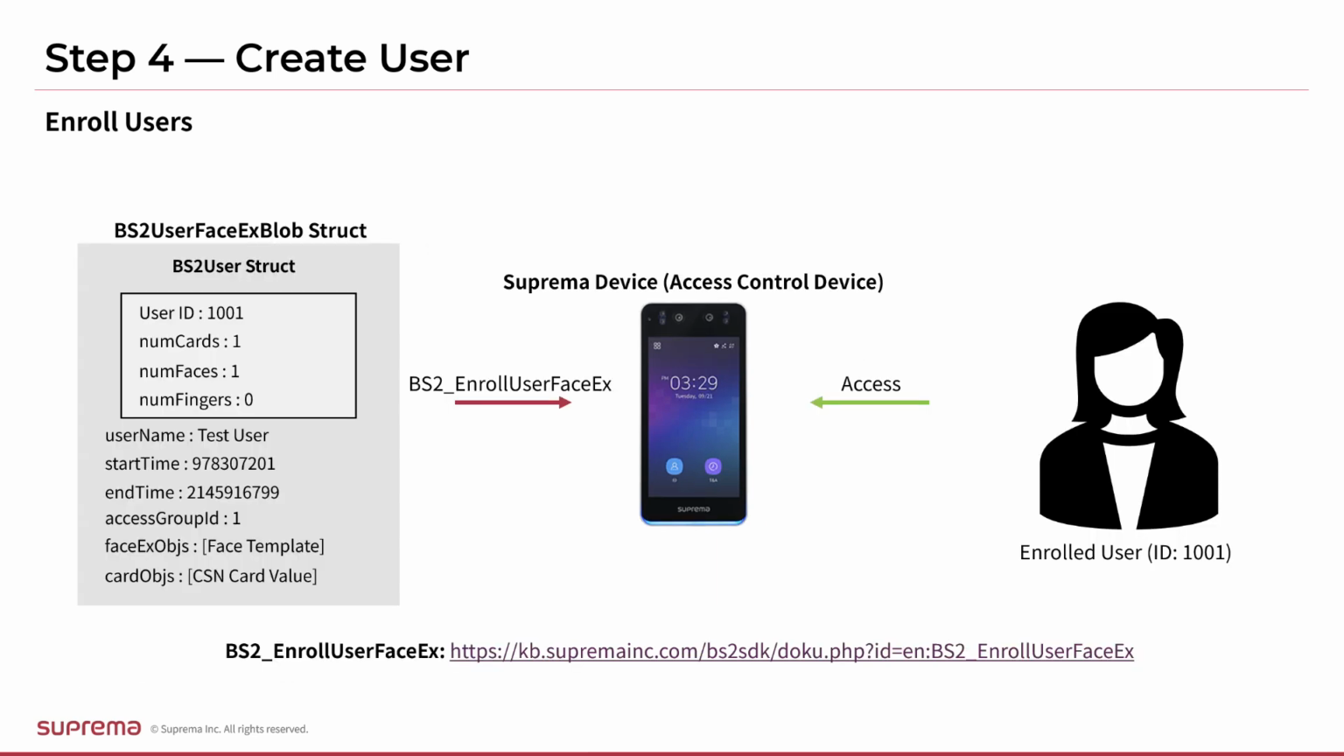Finally, we enroll the user on the device. Now we have a completed BS2 user face EX blob struct containing all user information and credentials. User ID 1001, one card, one visual face credential, the access group ID, and the credential data such as the face template and the card CSN value. Next, we call BS2 enroll user face EX to send this user data to the device. Once enrollment succeeds, the user is registered on the device. On the right, you can see user ID 1001 is now enrolled, and that's it. The user can now access doors based on the access group permissions we configured earlier.